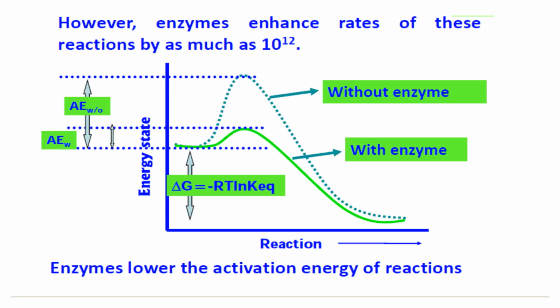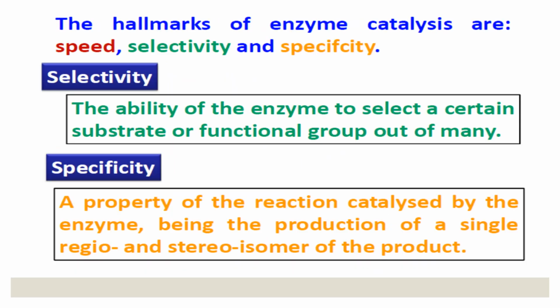Enzymes work by reducing the energy gap. The activation energy is always decreased by the enzyme. So the role of an enzyme is to increase the rate of reaction by decreasing the activation energy. The hallmarks of enzyme catalysts are speed, selectivity, and specificity. This is a basic feature of an enzyme.